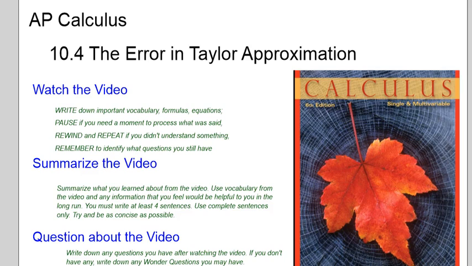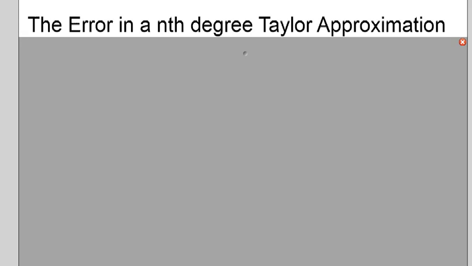All right, let's begin. We've been talking about Taylor approximations, and today we're going to be focusing on how accurate a Taylor approximation is of the actual function value for specific n. And if you recall, we're talking about, for specific x. So what we're going to do is define a term, e sub n, which represents the error in an nth degree Taylor approximation.